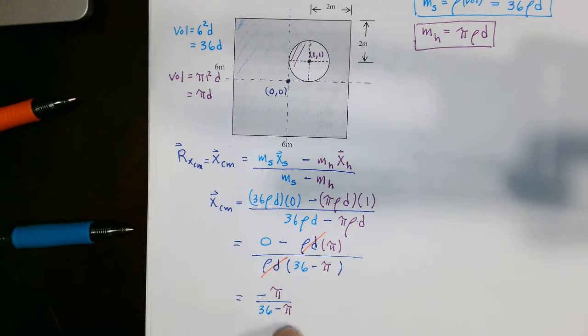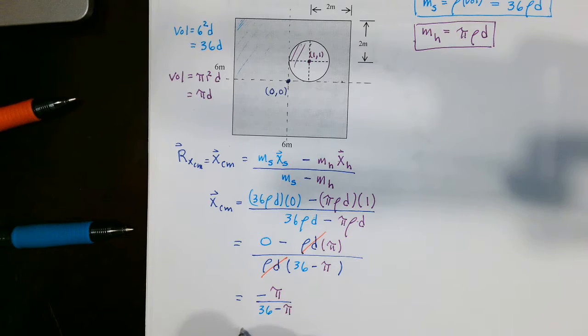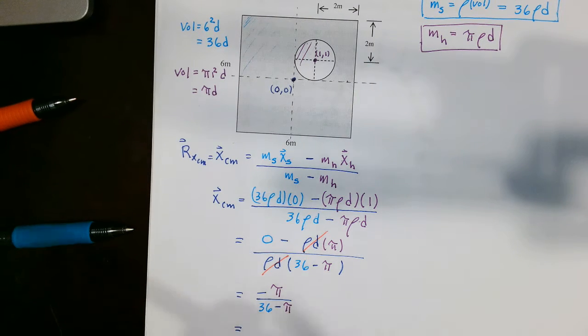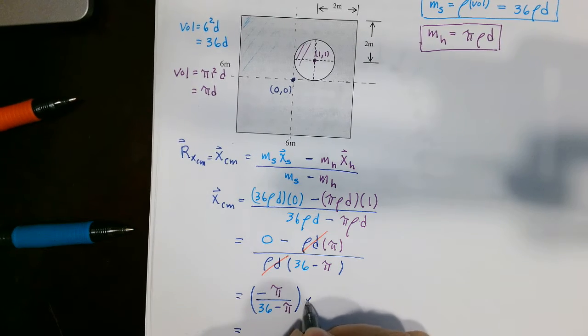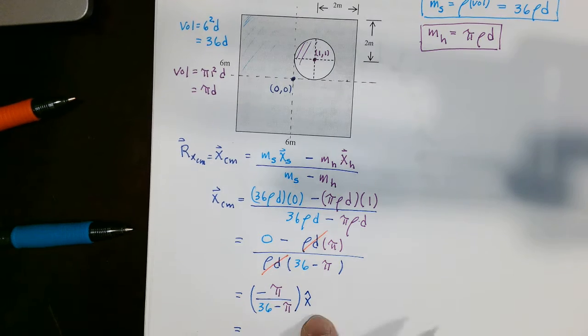So what is that? I mean, I guess you could leave it like this. This is like a real answer, right? So you could say that this is the x hat. You could do that. Leave it like that. So that's the exact answer.